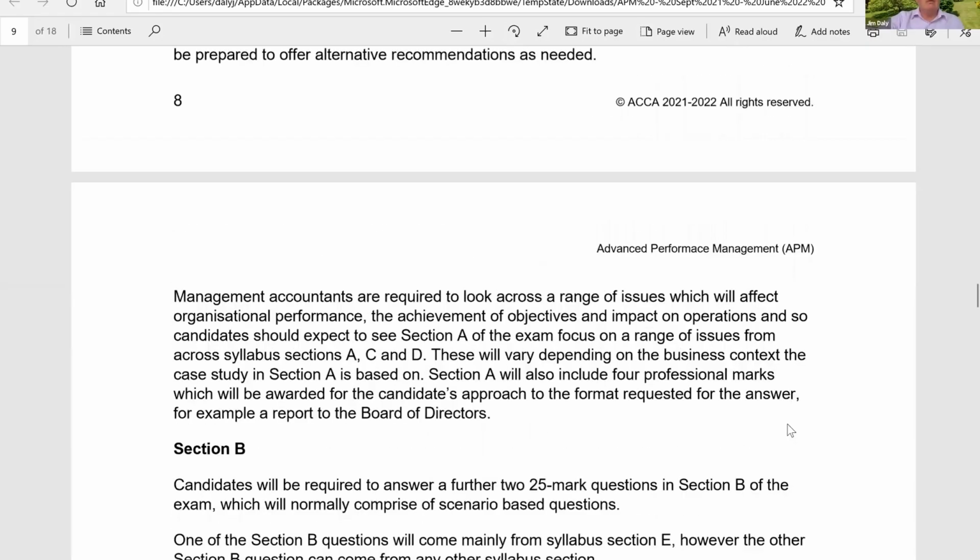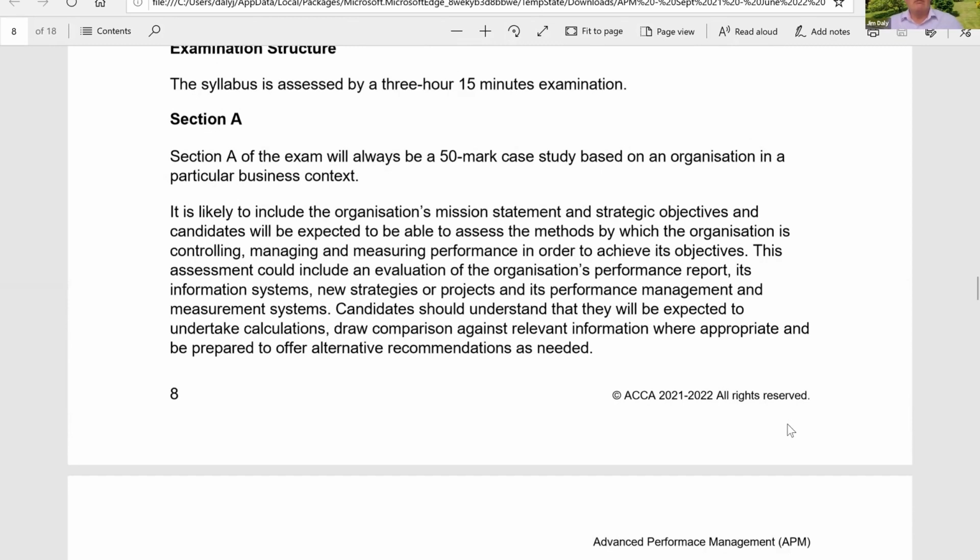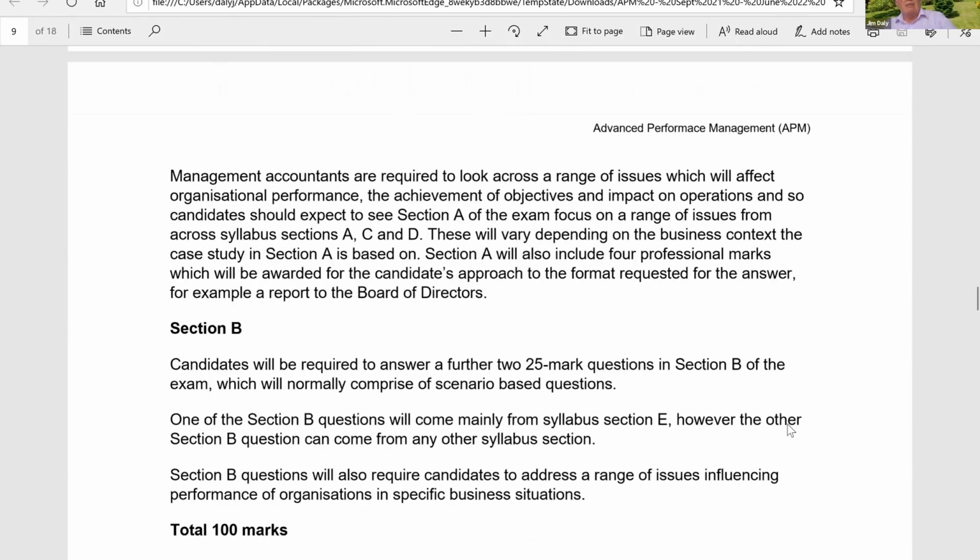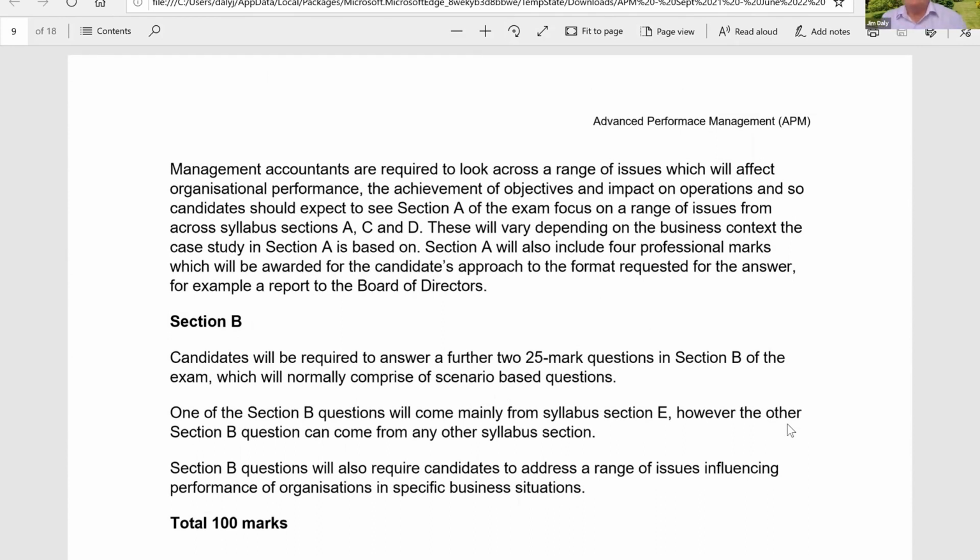So the paper itself, guys, comprises two parts. Section A of the exam, as you can see, will comprise a 50-mark case study. And in section B of the exam paper, there are two 25-mark questions. So it's a compulsory paper. There's no choice. There is no option. However, what we are told is that for section B, one of the questions will come mainly from syllabus section E. So we know that from one part of the syllabus exclusively, there will be a 25-mark question.